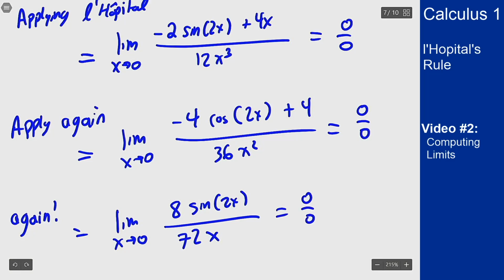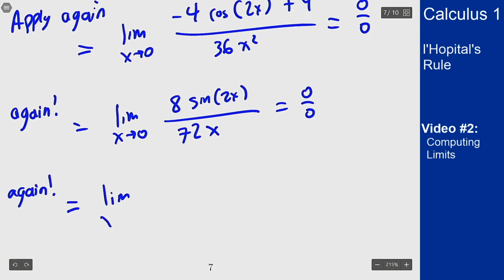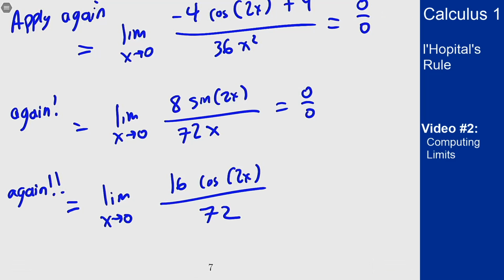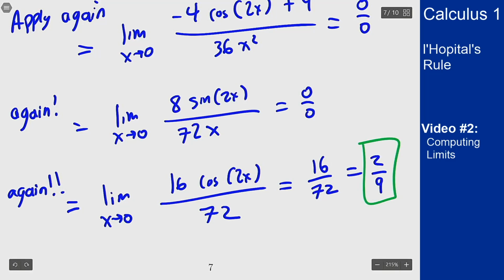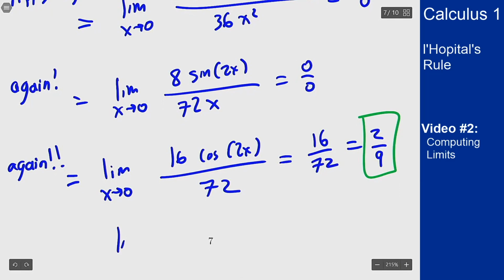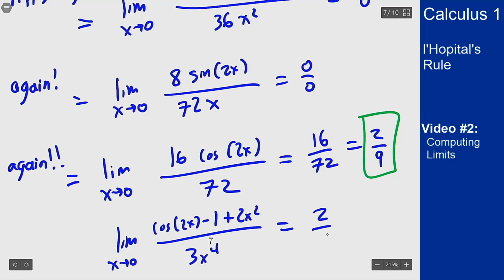You could stop here and use your special trig limits to figure it out from here, or you just go one more step. The limit as x goes to 0 of now 16 cosine of 2x over 72. I plug in 0 to that, the cosine goes to 1. This is the same thing as 16 over 72, or 2/9. So my end result there is that the limit as x goes to 0 of my original expression, cosine of 2x minus 1 plus 2x squared over 3x to the fourth, is 2/9.